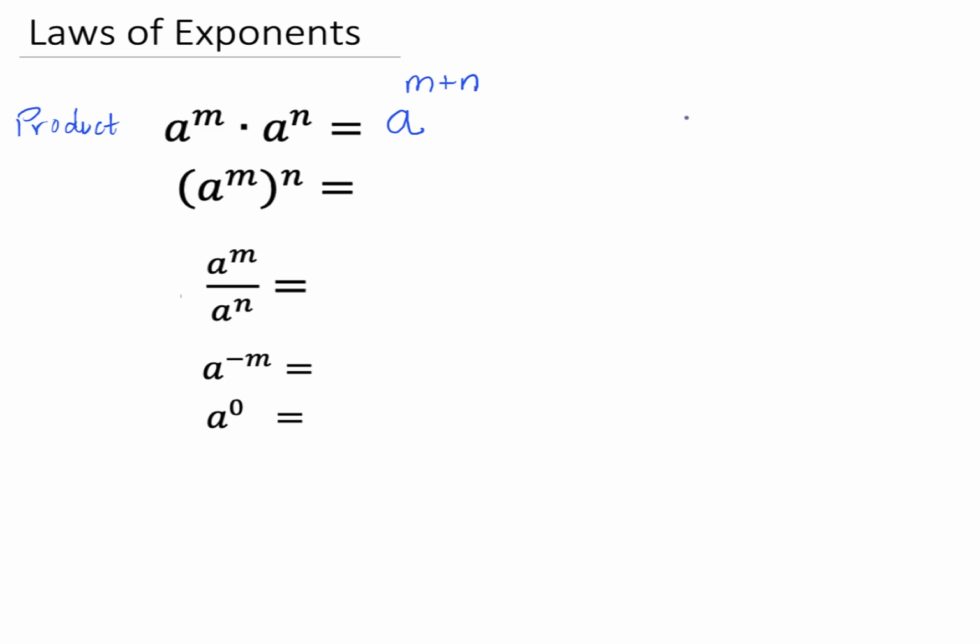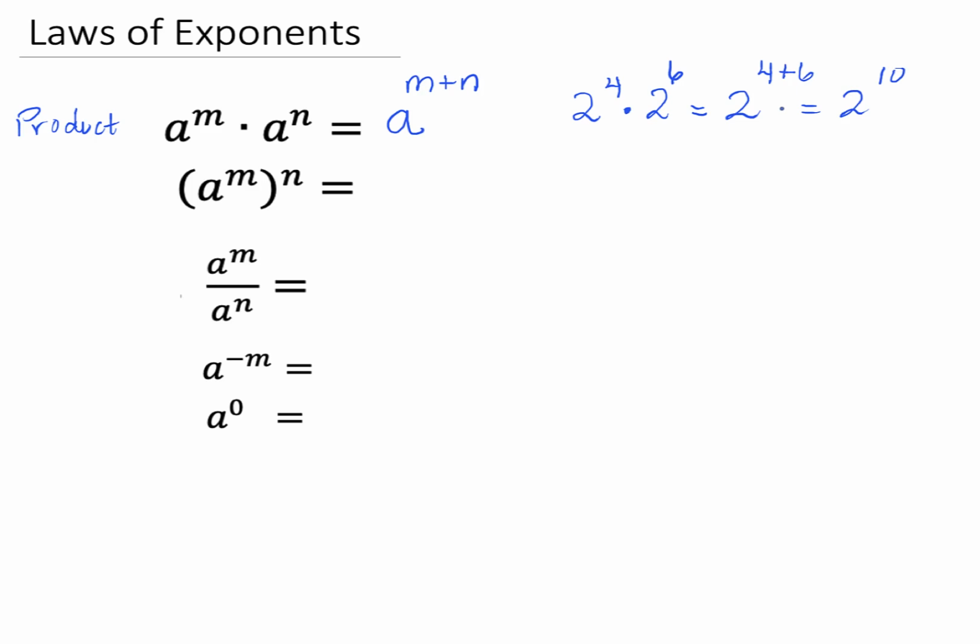An example of this is, suppose you have 2 to the 4th power and you're multiplying by 2 to the 6th power. Now because my bases match, and you can only multiply when your bases match, you keep your base and you would add your exponents. 4 plus 6, so this will be 2 to the 10th power.